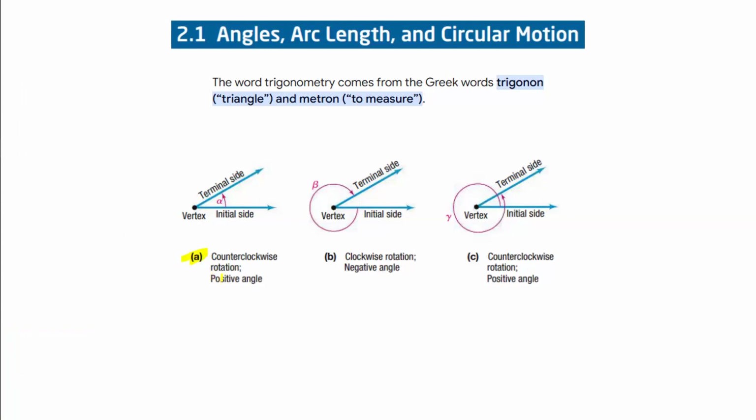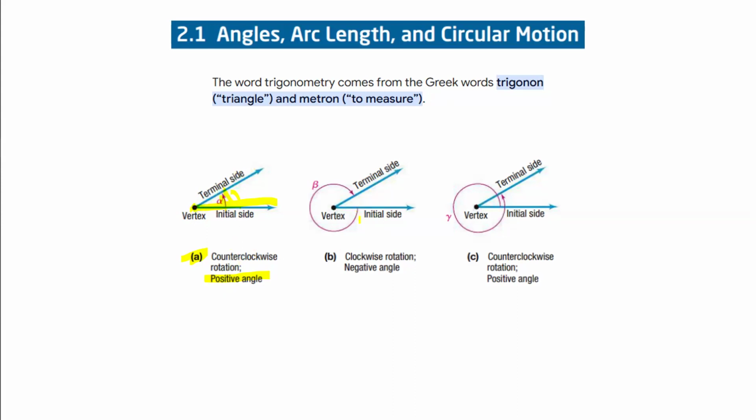In this first situation, we typically measure an angle from an initial side, and then the terminal side shares the vertex at this point here. If we go counterclockwise, then we produce a positive angle. Alpha is this little character here, and that's the name of the angle that's the shortest positive angle that will reach this terminal side.